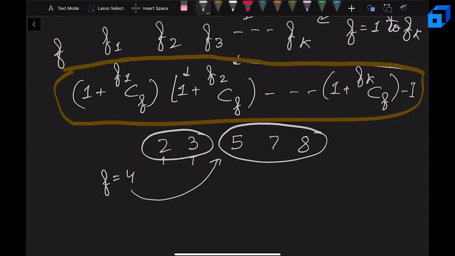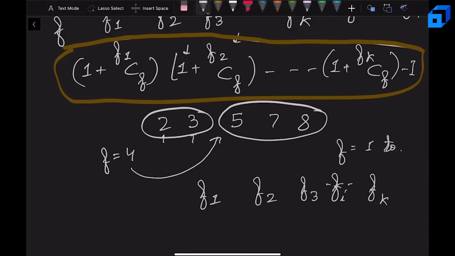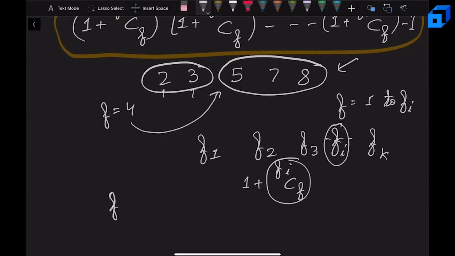Now let's find the contribution of each element. How many times will each element be considered in our formula? If we have a sorted array of frequencies f1, f2, f3 and so on up to fk, fi will only be considered for all f from 1 to fi, because after that this term will only contribute 1. We know that the term is 1 plus fi C f, and if f is greater than fi, this value will be 0. So this only contributes 1 and we ignore it, as we said that for f equal to 4 we ignore 2 and 3. So fi will only be considered fi times.